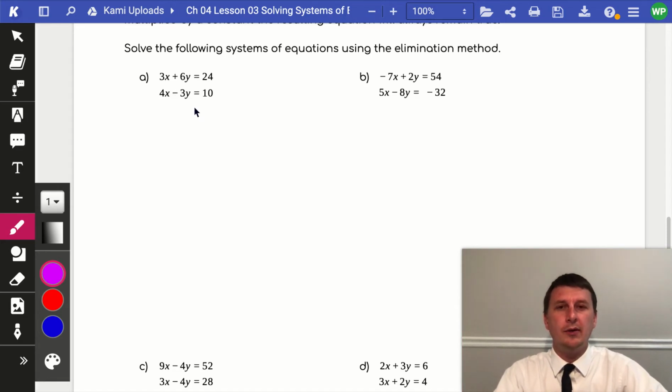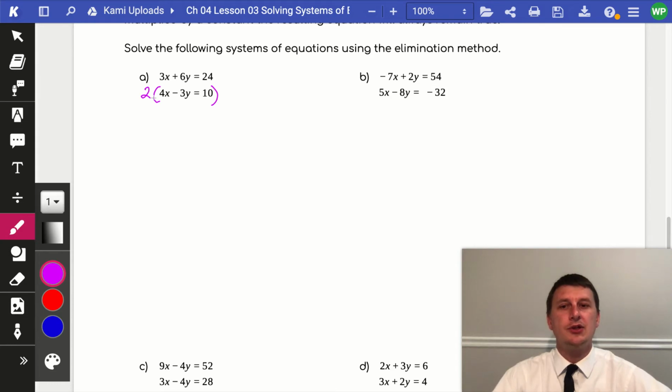So now what we're going to have to do, and this is a new step, is look and see if we have maybe one number that's a multiple of the other number. For example, we have 3 and we have 6. So can we multiply this -3 by something in order to get a -6, which would be the opposite of +6? And the answer is yes. We can multiply this bottom equation by 2. By multiplying this bottom equation by 2, we will have -6y, which is the opposite of +6y.